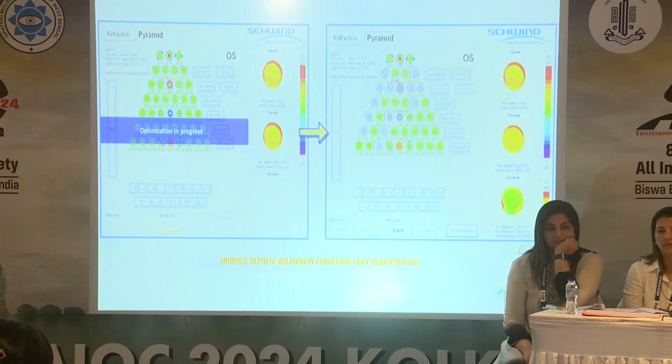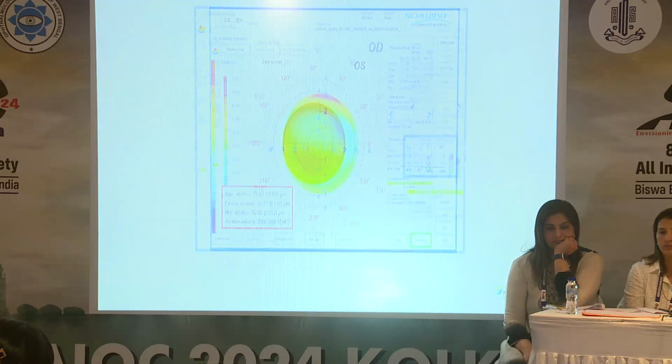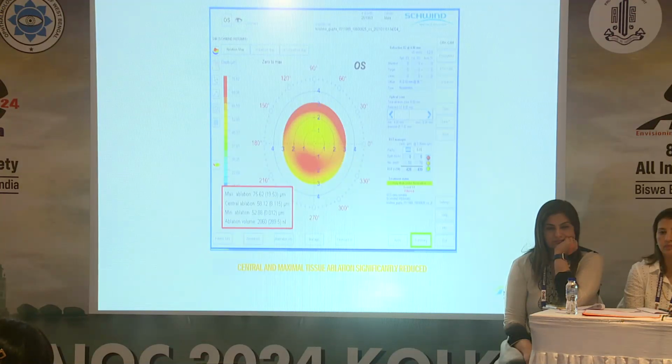And when we click on the depth minimize, it again lessens the amount of ablation by correcting only the significant higher order aberration. So as you can see here, it has only corrected the vertical and horizontal coma and switched off. What that means is it is not treating the spherical aberration or the trefoil and other fourth and fifth order aberrations. So here we can see that the central and maximal tissue ablation in the brackets came down from 28 to 19 and 8 micron central ablation.